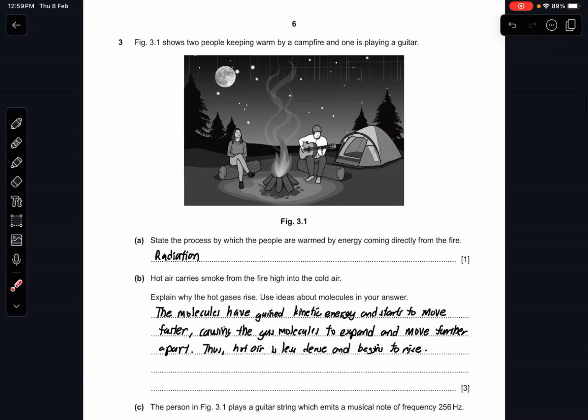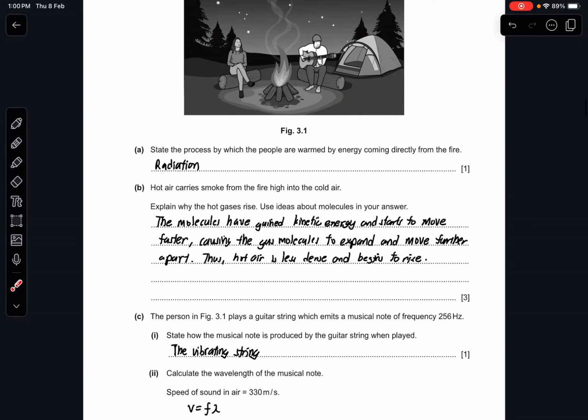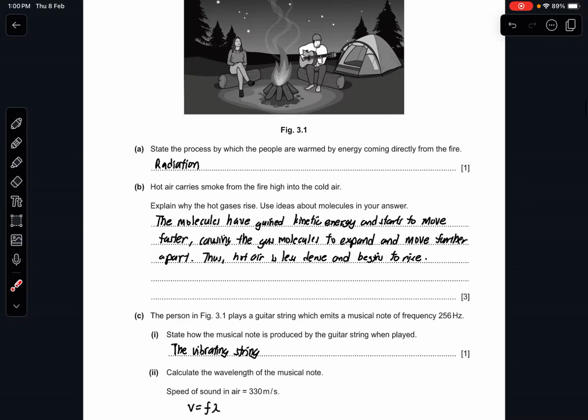B. Hot air carries smoke from the fire high into the cold air. Explain why the hot gases arise. Use ideas about molecules in your answer. So we will use the concept of molecules first, then only explain how the hot air rises. So the molecules have gained the kinetic energy and start to move faster, causing the gas molecules to expand and also to move further apart from each other, because gaseous molecules will eventually move further away from each other. Therefore, the hot air is much less dense and it begins to rise.